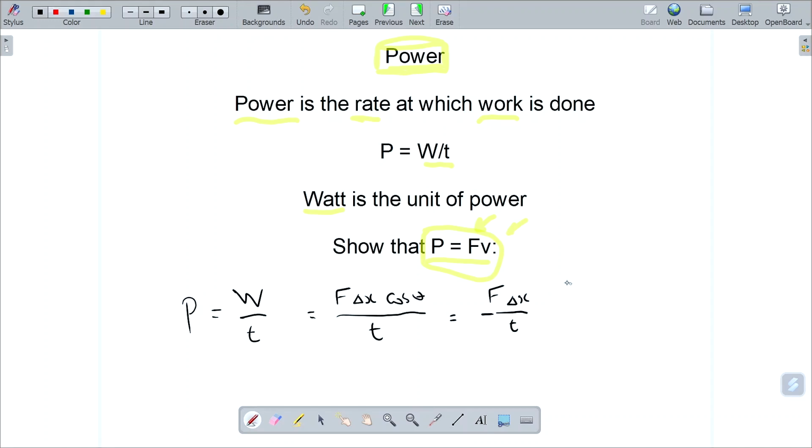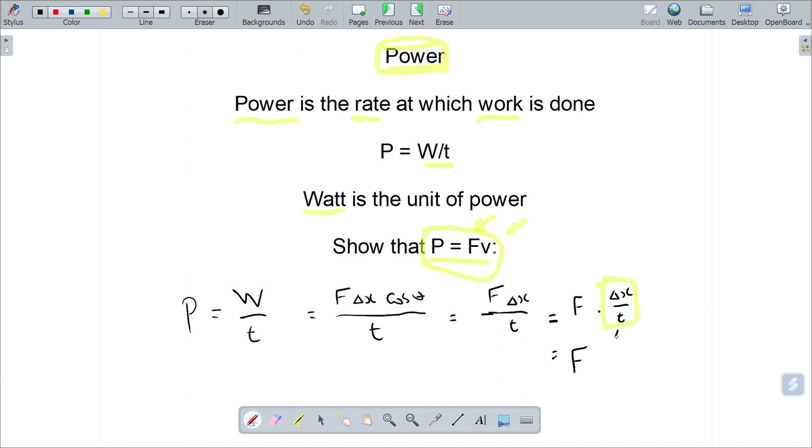Let's rewrite this formula a little bit. Because we're multiplying F and delta x above the line, I can take F out, and I can write this as F times delta x divided by t. Now the question is, what is the rate of change of distance, or rate of change of displacement? If you remember back, you'll know that this quantity is the velocity.